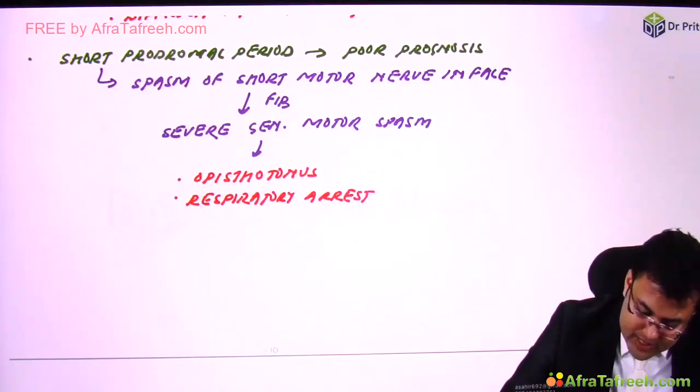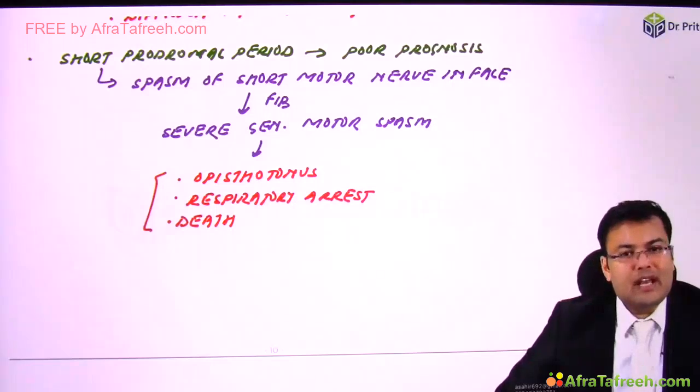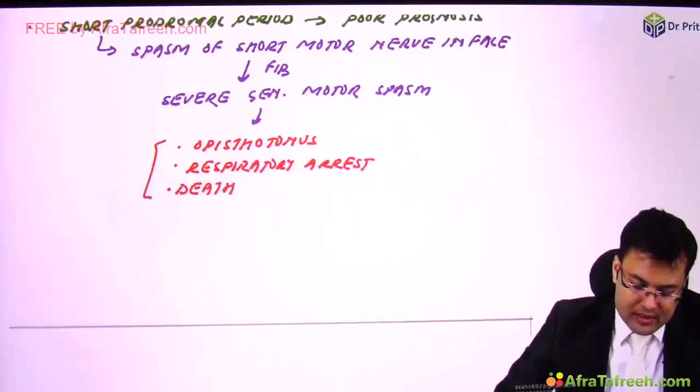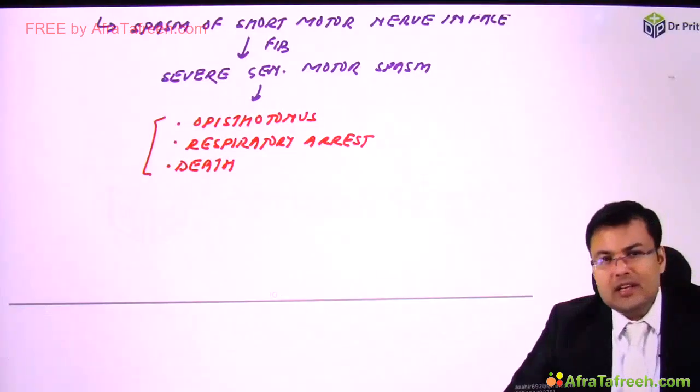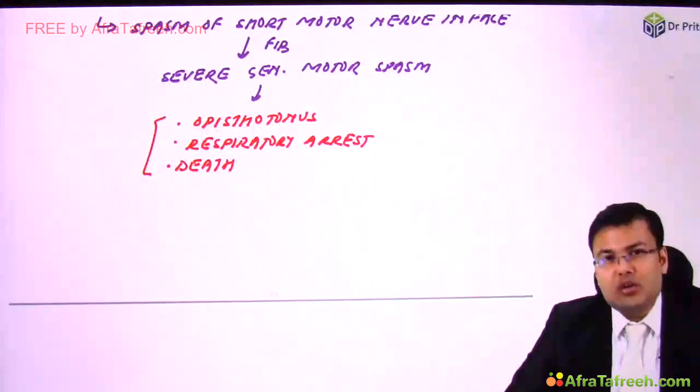And this leads to death. So that's why short prodromal period is having poor prognosis. There is another question related to tetanus, and the question is, what is Risus sardonicus?